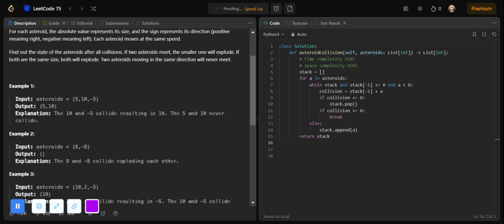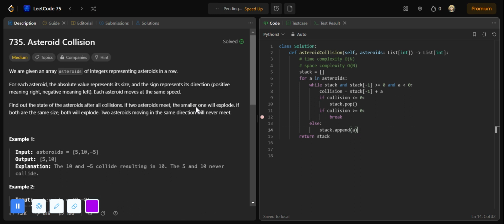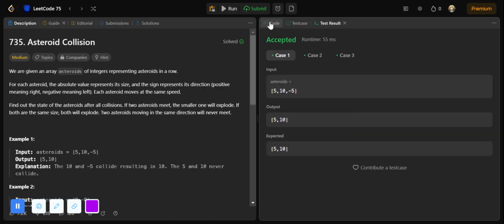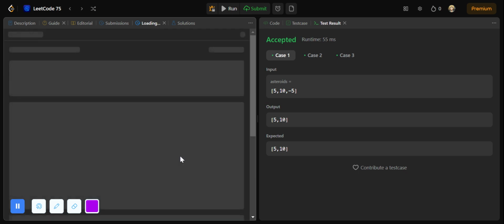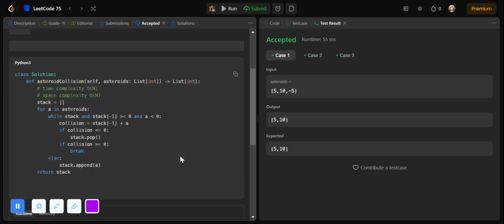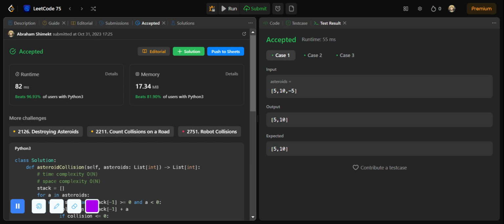It's taking time, I think. Okay. As you can see, it passed for the given test cases. Let's see if it works for all the test cases. As you can see, it passed for all of the test cases and beats this much of the Python users.